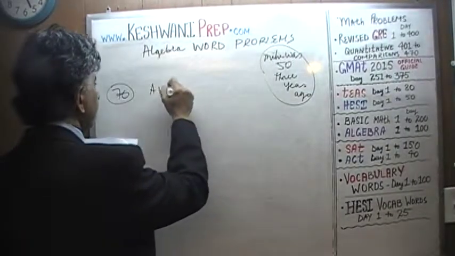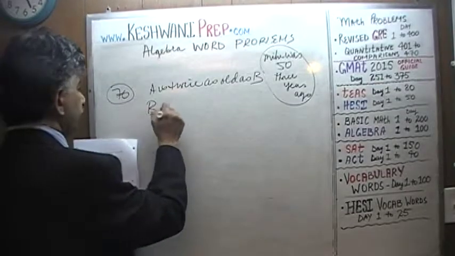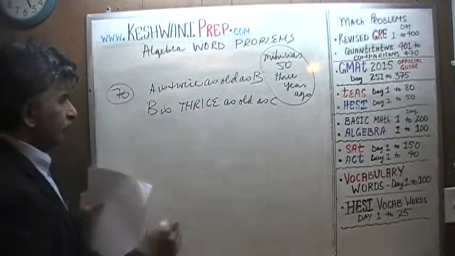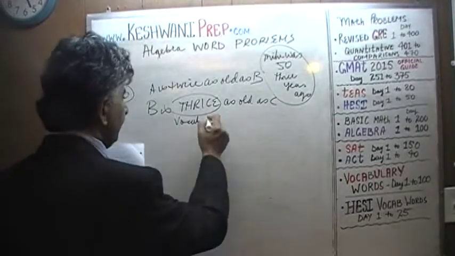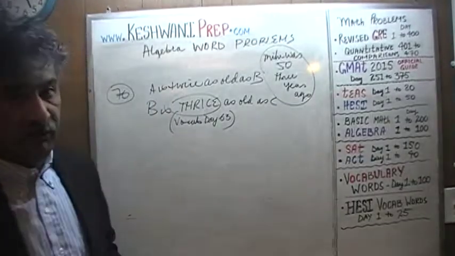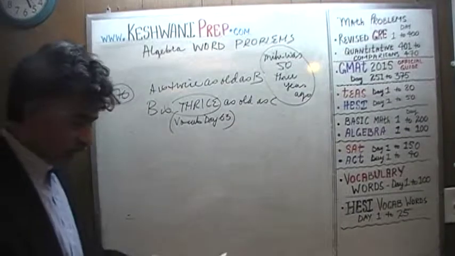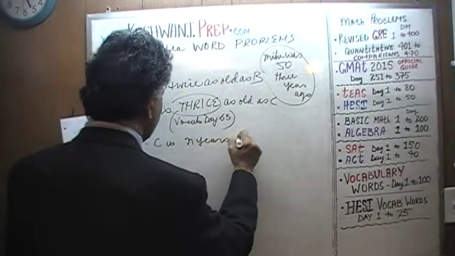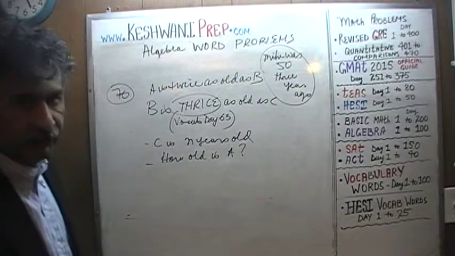We are told that A is twice as old as B. And we are told that B is thrice as old as C. And thrice, if you recall, is the word that we learned in our vocabulary lessons on day number 63. In our vocabulary lesson, we learned that thrice is a very fancy way of saying three times as much. So A, we are told, is twice as old as B, and B, in turn, is thrice as old as C. We are told that C happens to be N years old. The question simply is, how old is A? Let's find out, shall we?